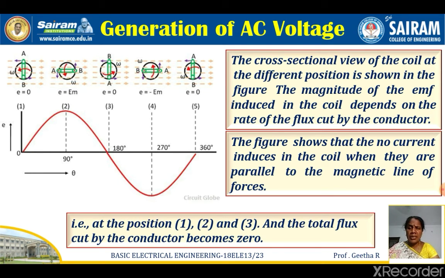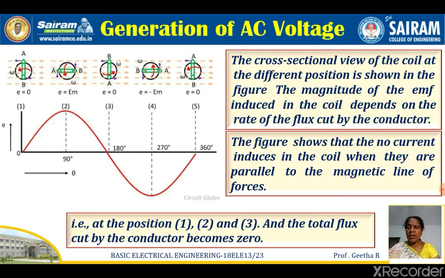When it moves from position 3 to position 4, you can see again the velocity component is at some angle with respect to the magnetic field as the coil is rotated further. At position 4, it is perpendicular to the magnetic field, so the EMF induced is maximum in the opposite direction. Then from position 4 to 5, as the coil is continuously rotated, position 5 is similar to position 1. Here the velocity component is parallel to the magnetic field, there is no flux change, so the EMF induced will be 0 here.